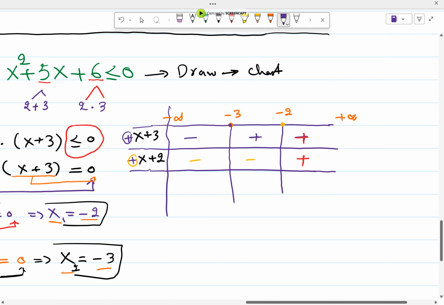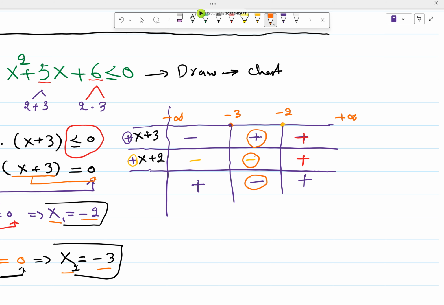And also we know that plus times plus is equal to plus. Plus times minus is equal to minus. Plus times plus is equal to plus. Minus times minus is equal to plus. And here, plus times minus is equal to minus.